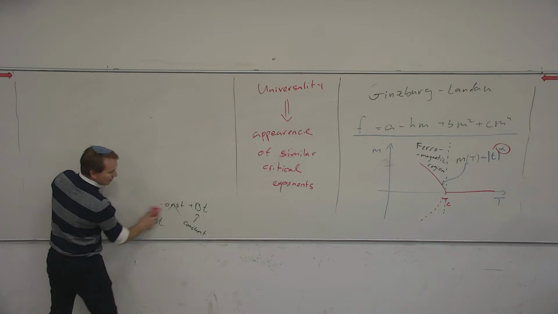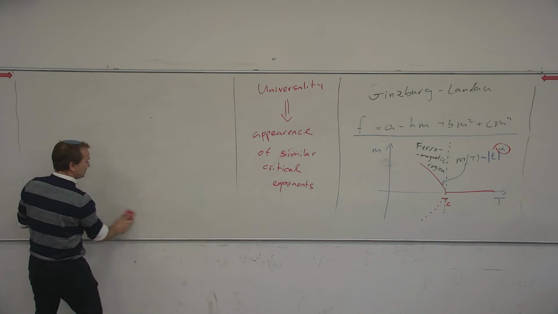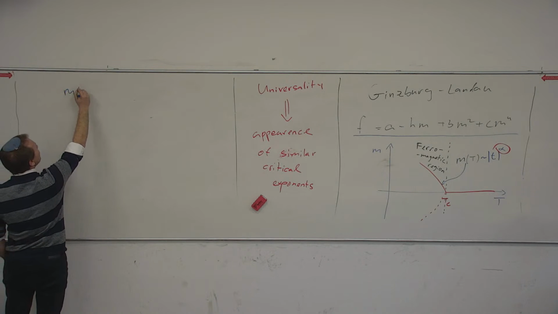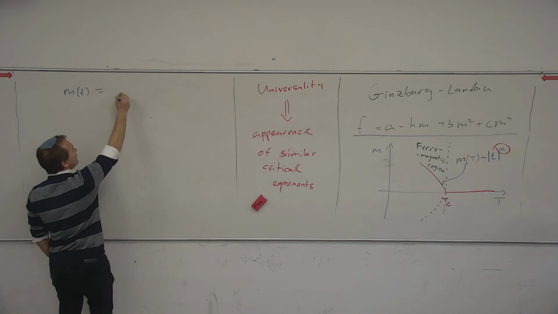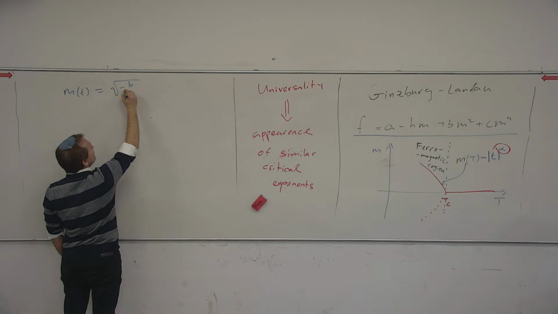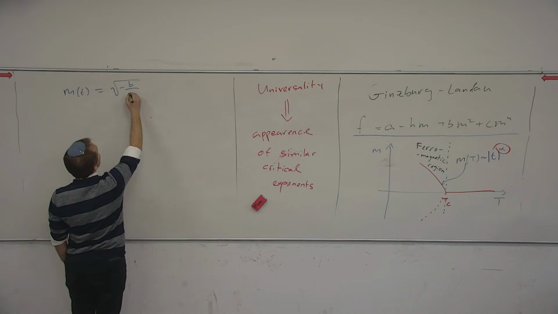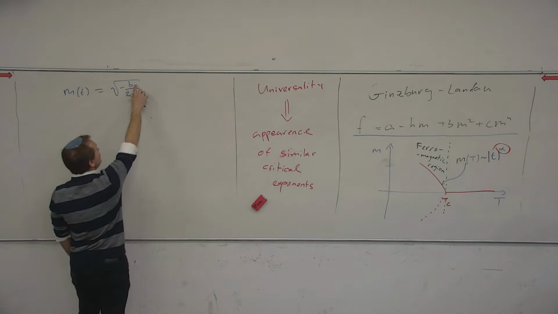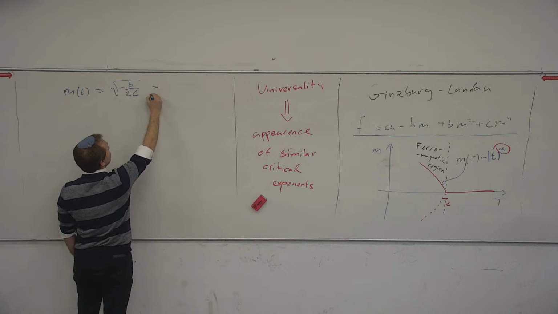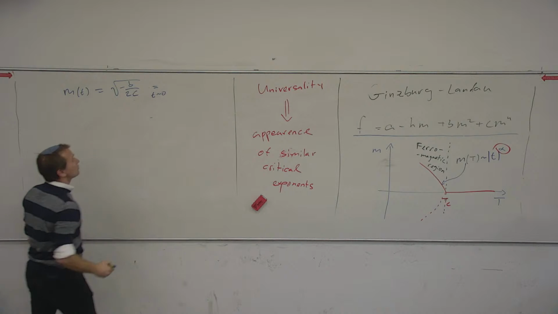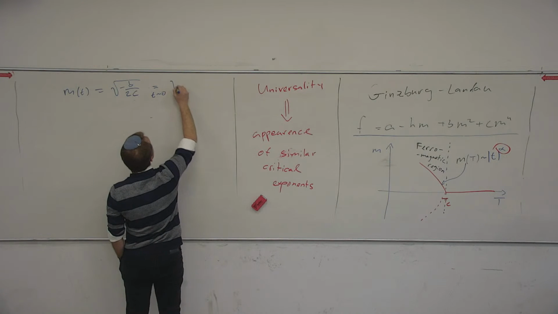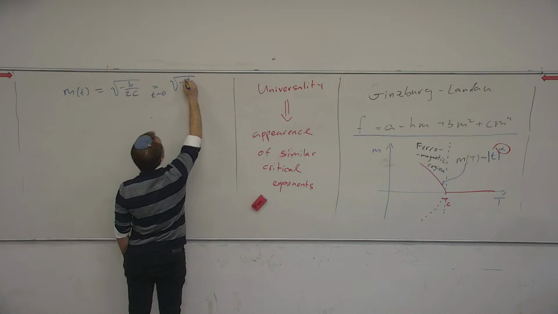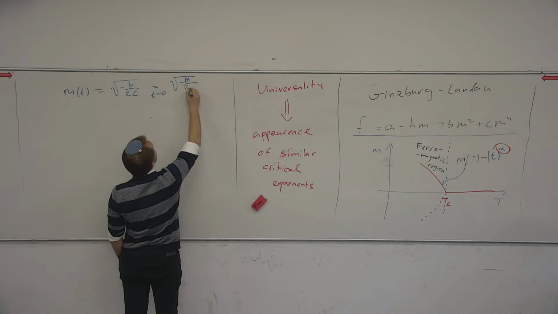It is 0 when the temperature is above Tc, and it is something which is non-zero when the temperature is below Tc. So what do we know about M? M as a function of T. We do know that it is a square root of minus B divided by 2C. C is some constant. B, I know that is when T is around 0, right? We know that this is a square root of minus T multiplied by B divided by 2C.